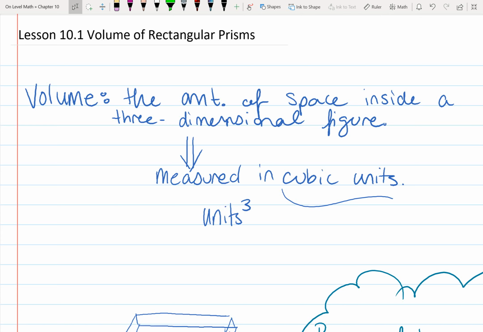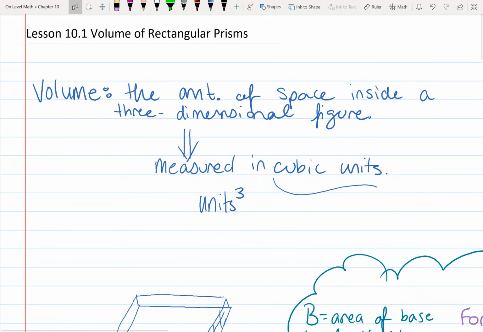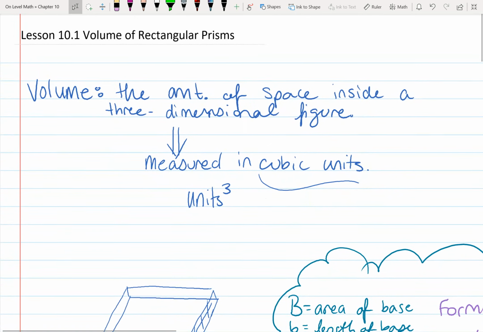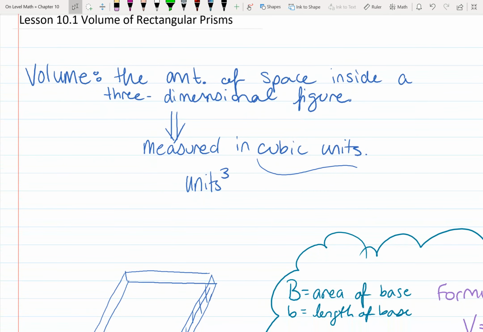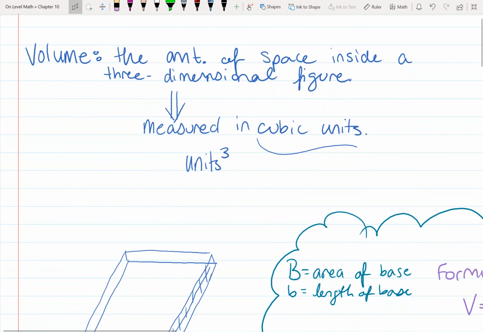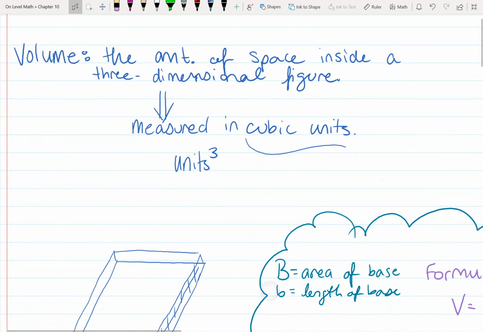So volume is the amount of space inside a 3-dimensional figure. Whether you're comfortable with volume because of math last year, what we've already done, or because of science, it is the space that it takes up. And it's measured in cubic units, so units cubed, or units with an exponent of a 3.